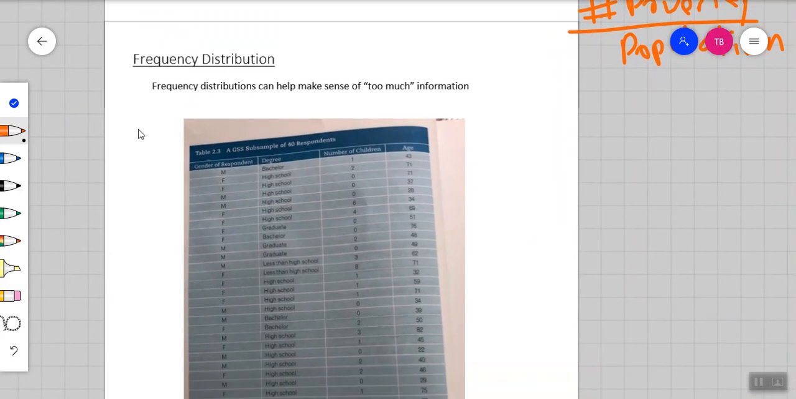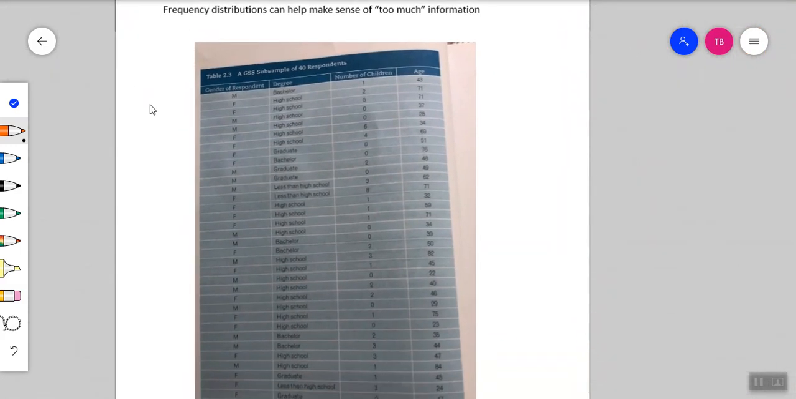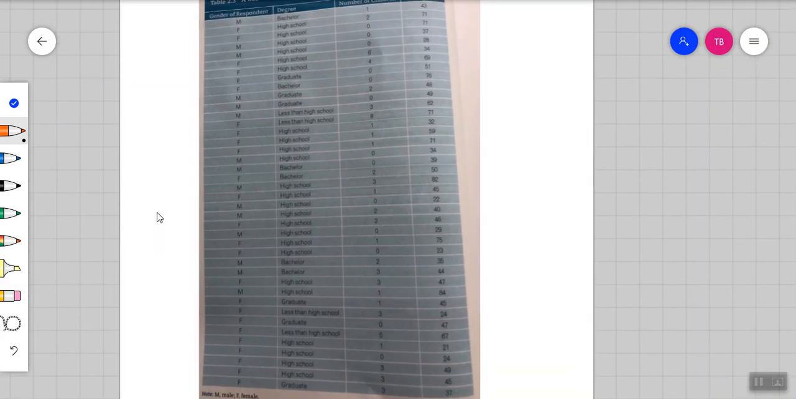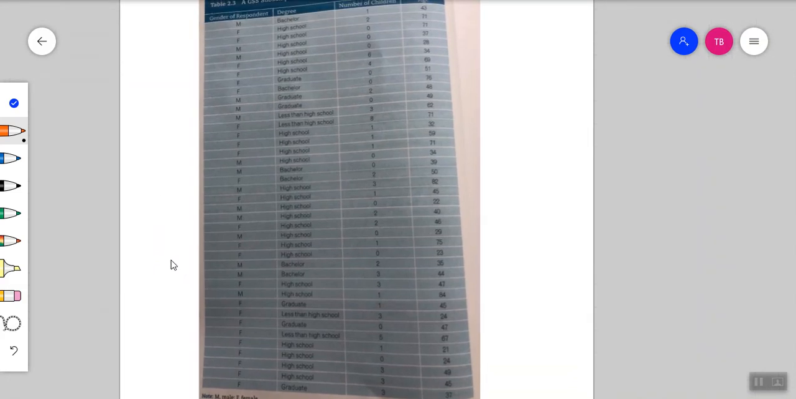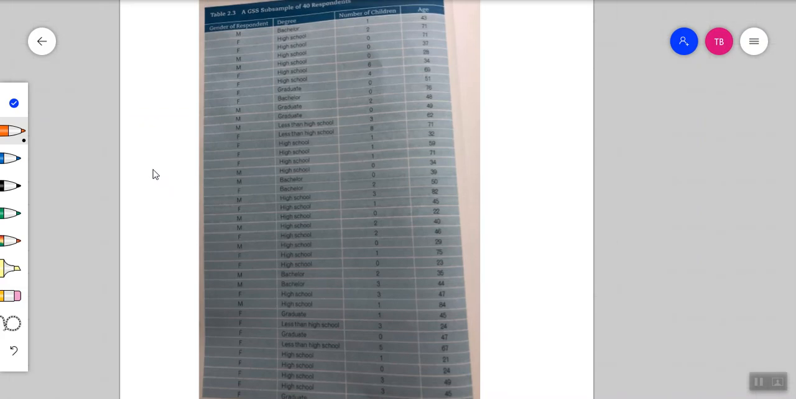So let's first take a look at what a frequency distribution is all about. So this table is actually from our book, and it's a table of 40 people. If you look up top, it says 40 respondents. And this is just raw data. If you were to take a look at this, there's not much you could do with that really, in the sense that it's really confusing. You might gather by looking at the categories, there's the gender of respondents, so it's either male or female. It's the degree that somebody has, bachelor's degree, high school, graduate, less than high school, a number of children that they have, and then their age. So there's these 4 characteristics that basically, this would be a question that if we gave it out to everybody in the class, and they all answered this, it would look something like this.